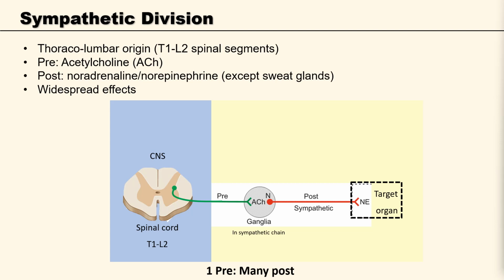Because it's the body's best interest to respond hugely and quickly to a perceived threat. We haven't got time when we are being chased by a tiger to wait for the messages to reach all of the systems on a one-to-one basis. We need a response quick and fast. The postsynaptic neurons release noradrenaline or norepinephrine at their target sites, except for the sweat glands, which respond to a different neurotransmitter.